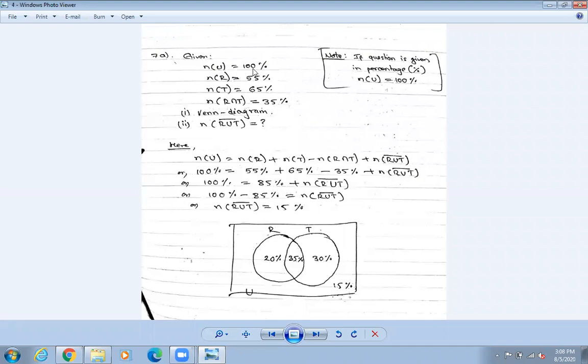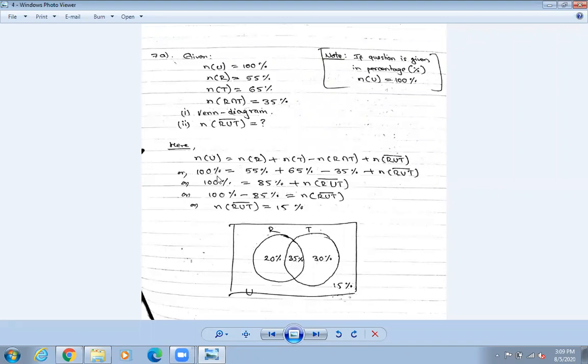So if the question is given in percentage, 100 will not be mentioned anywhere in the question. 100% भन्ने कतै पनि दिएको हुँदैन. So percentage दिएको बेलामा NU को value 100 नै हुन्छ. You need to write down yourself. It will not be given in the question. So NU will be 100, NR is 55, NT is 65, intersection is 35. And complement is not given, that you need to find out.